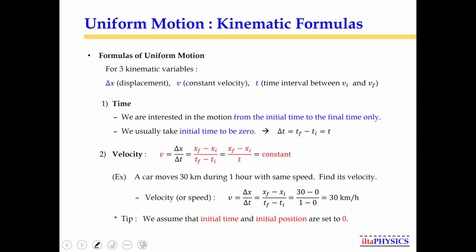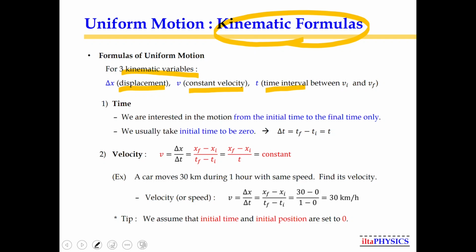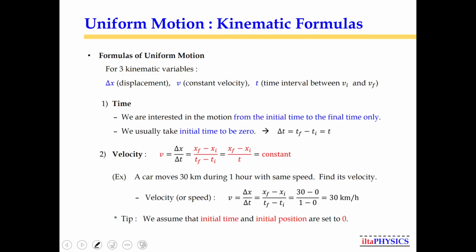Now let me introduce a new way of describing uniform motion using equations, also called the kinematic formulas. When we describe motion quantitatively, we use kinematic variables. In uniform motion, we can describe the motion quantitatively using three key kinematic variables: displacement, velocity, and time. Let's start with the time variable first. As I've emphasized multiple times before, if we set the initial time to 0, the time interval is simply represented by t. Let's describe uniform motion quantitatively using velocity.